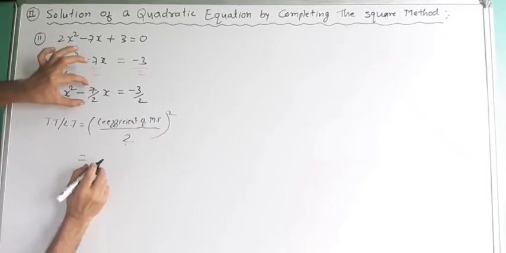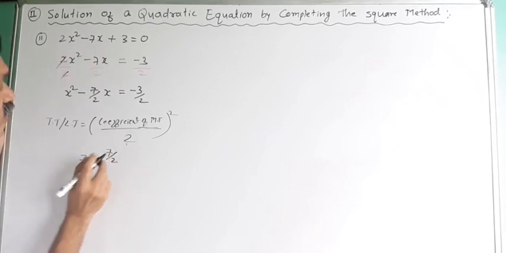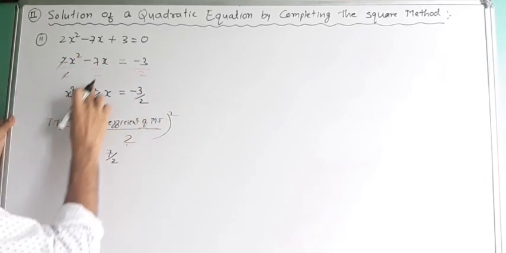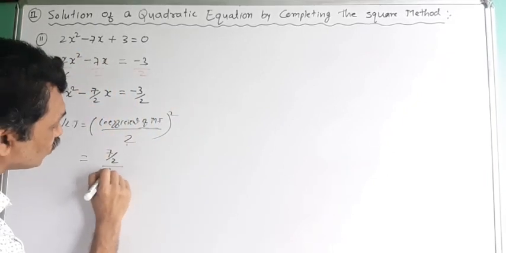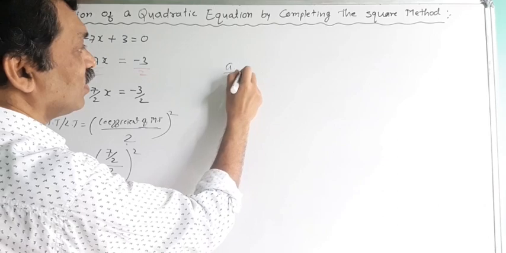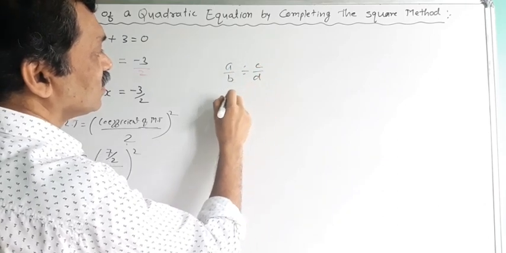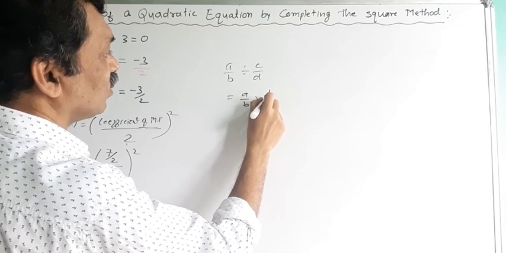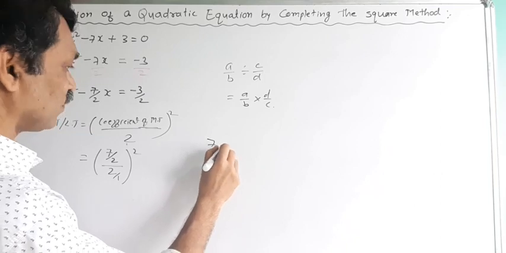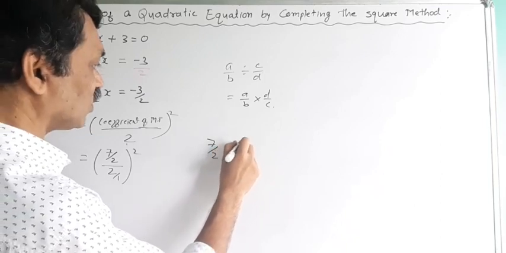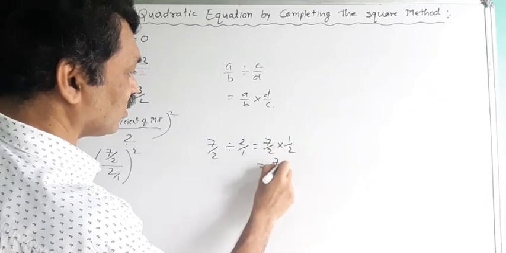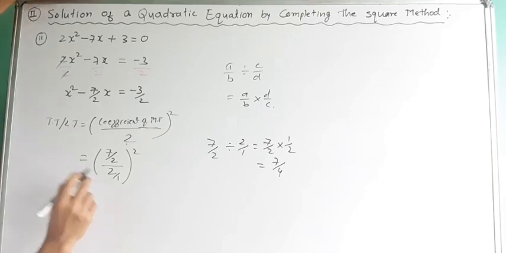What is the coefficient of the middle term? It is 7/2. We will not take this sign, because whether it is plus or minus, when we square it becomes plus. So we will always consider it as it is: (7/2)² divided by 2. Now we have studied earlier, if A/B divided by C/D, this can be written as A/B multiplied by D/C. So 2 means 2/1. So 7/2 divided by 2/1 will give us 7/2 multiplied by 1/2, which can be written as 7/4.